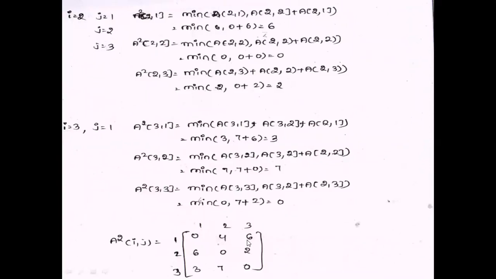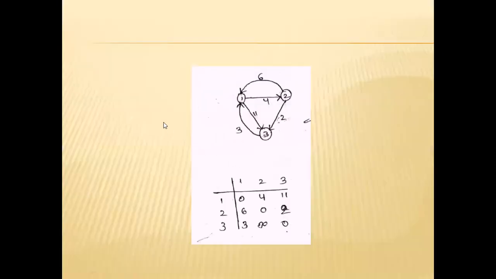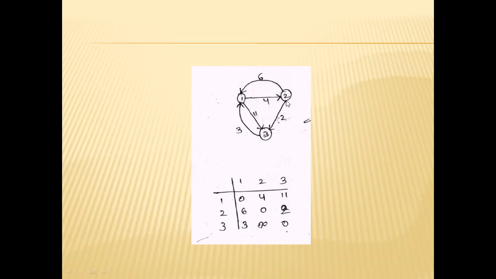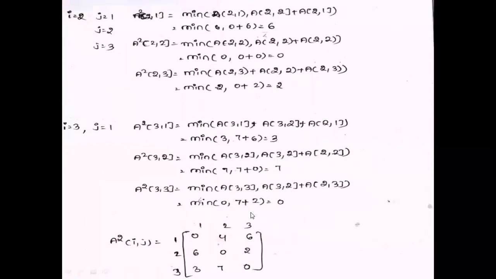1 3 is the difference, which means you are finding the shortest path from 1 to 3 through intermediate vertex 2. Already you have a direct path from 1 to 3, which is 11, but we are finding the shortest path through the second vertex. So 1 to 2, 2 to 3, that equals 6. So the change here is 6.